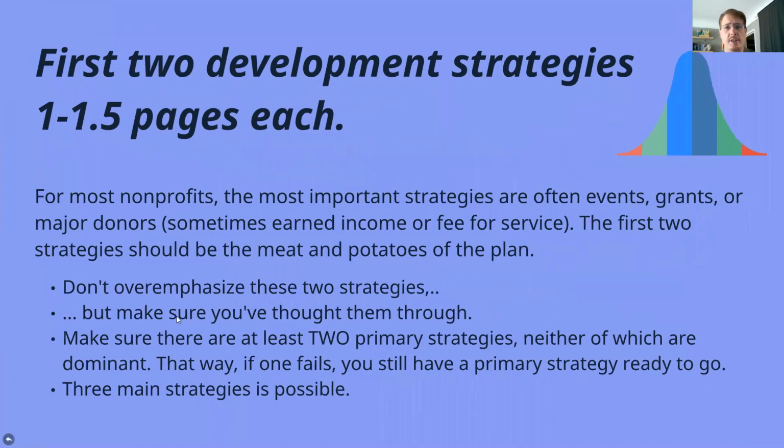Then you need to have 5 strategies, at least 5 strategies. That means things like your 2 main strategies, which are often things like events, grants, or major donors. Sometimes earned income or fee for service, depending on the nonprofit. And by earned income, I mean if you give them a service and you take money for that service. So if you're in a theater, all the tickets that you sell to the nonprofit theater, they're all earned income, right? They're not going to be the same sort of fundraising as when you call somebody to ask for a donation to the theater or to a place, food bank, right?